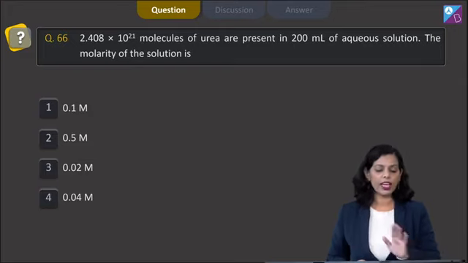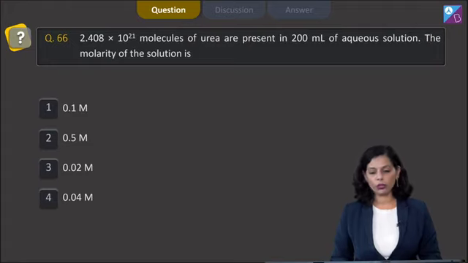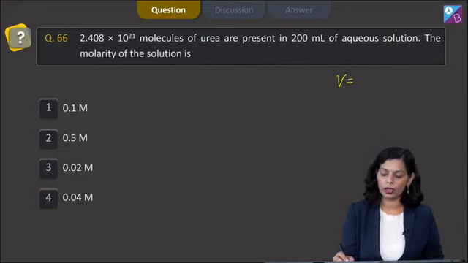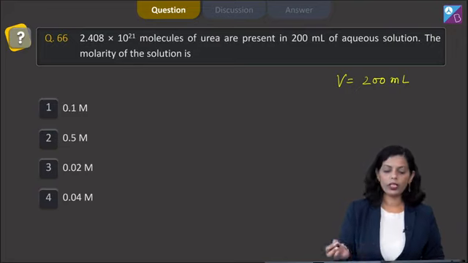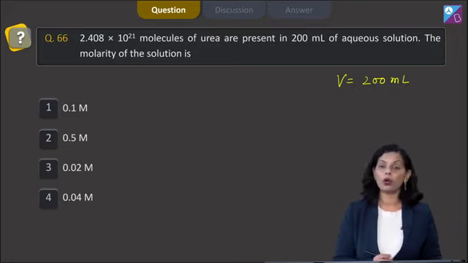Question number 66 we have 2.408 into 10 raised to the power 21 molecules of urea present in 200 ml of aqueous solution. It means the volume of aqueous solution is given, 200 ml. The molecules of urea are also given.